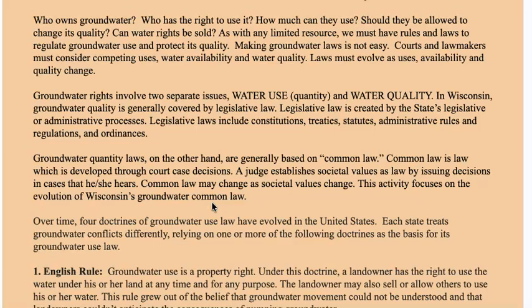Groundwater quantity laws, on the other hand, are generally based on common law. Common law is law which is developed through court case decisions. A judge establishes societal values as law by issuing decisions in cases that he or she hears. Common law may change as societal values change. This activity focuses on the evolution of Wisconsin's groundwater common law.